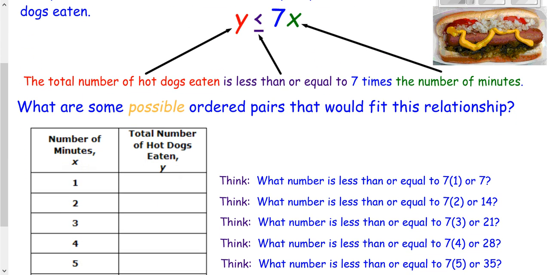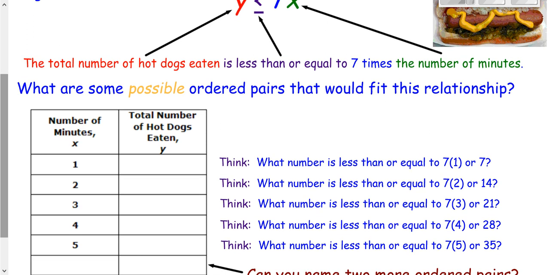Okay, so now we don't have y is greater than 7x, but we have y is less than or equal to 7x. What are some possible ordered pairs that would fit this relationship? And also notice that we have less than or equal to. So if it can be less than or equal to, I want you to pause the video for a minute and see if you can fill in your table of values. And come back and see if your table of values follow the same pattern as my table of values.